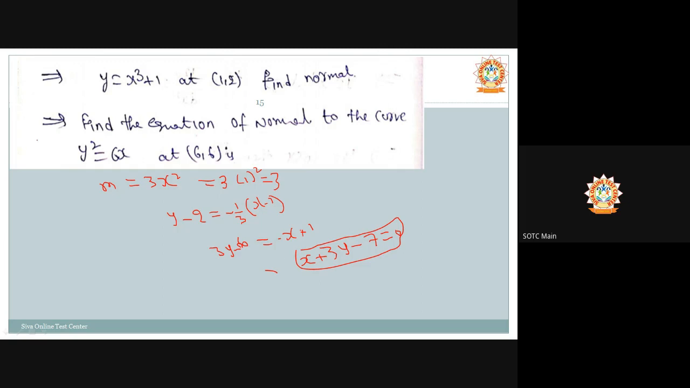Now try to solve the second question and tell me the answer. What is the m value coming for 2x? 1 by 2, sir. Yes, m is 1 by 2. 2x plus y minus 18 is equal to 0.